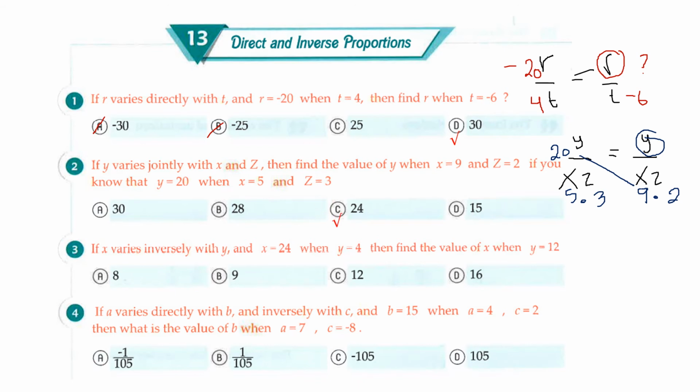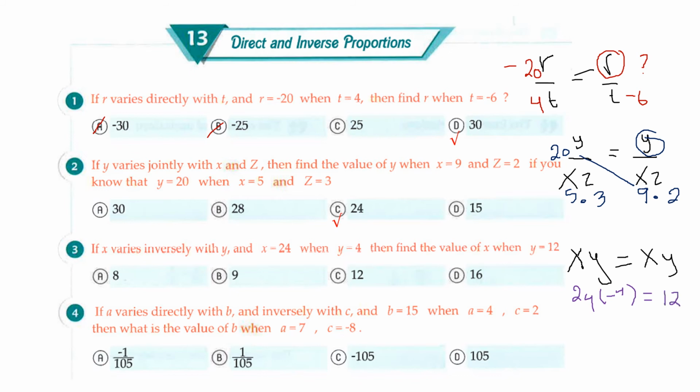If x varies inversely, I would just say inversely. So x times y equals x times y. When it's inverse, this is the equation that I'm going to use. X times y equals x times y. And what did they give me? They gave me x as 24 when y is equal to 4. Multiply them together and then divide. They want x, which I don't know, when y is equal to 12.